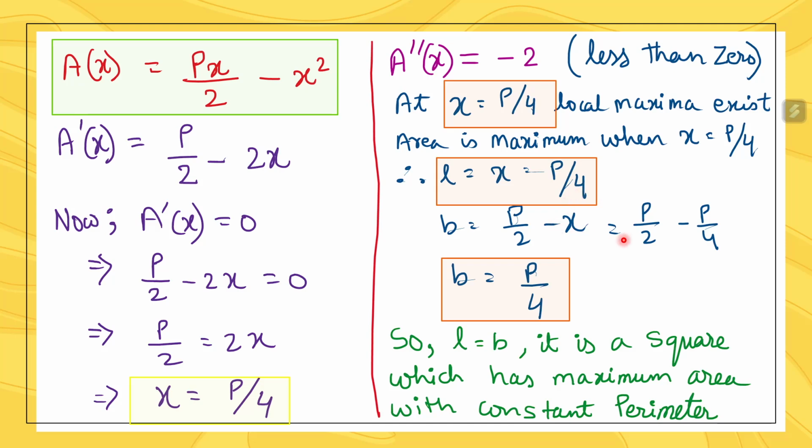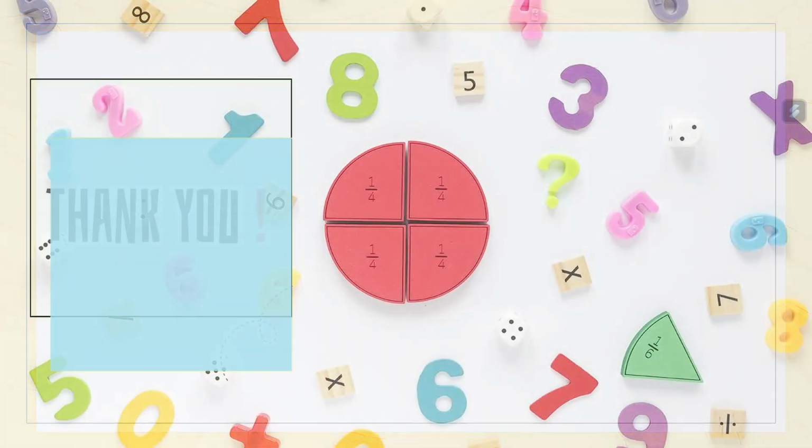Therefore, length is equal to P by 4, and breadth also equals P by 4 in the case of a square. When we put it in the formula, we get P by 4. So length and breadth both come out equal. That means it is a square which has maximum area with constant perimeter. That is the reason that when the perimeters are equal, the square has the largest area. This is the actual explanation from the application of derivatives chapter, maxima and minima, from class 12. I hope you could understand this one. Thank you all of you.